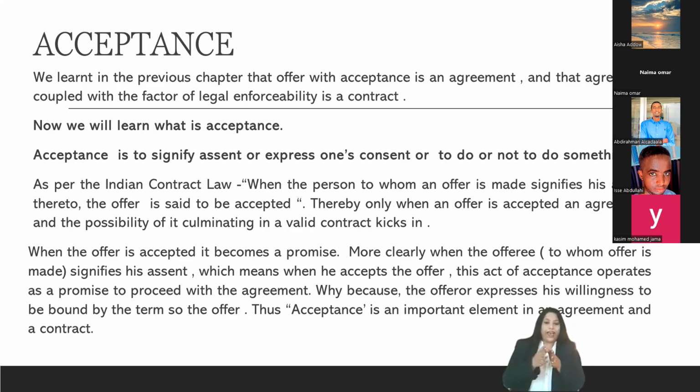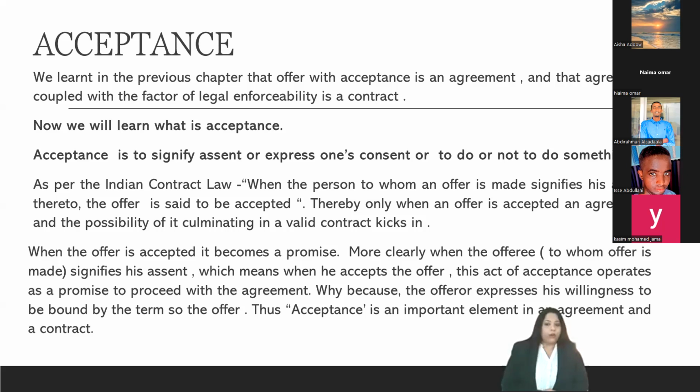So acceptance is to signify assent or to express one's consent to do or not to do something. Now, why I've chosen the Indian contract law, though we are studying it in the international perspective, is because the Indian contract law gives a somewhat detailed explanation about acceptance. It says that when the person to whom an offer is made signifies his assent thereto, the offer is said to be accepted. It's a simple statement.